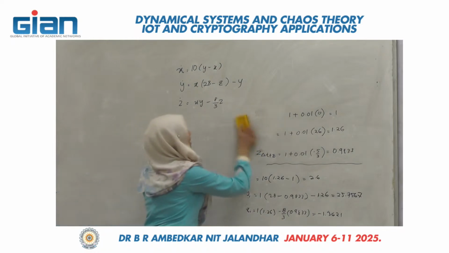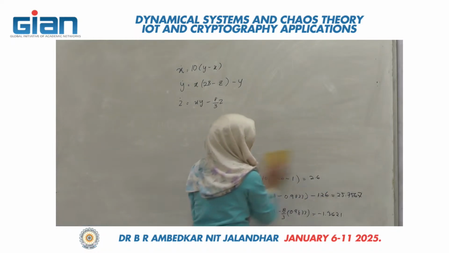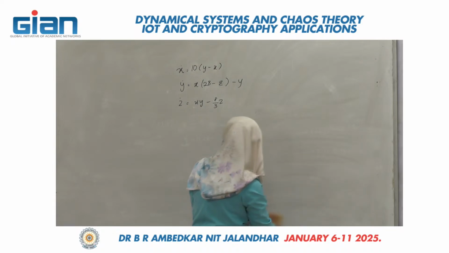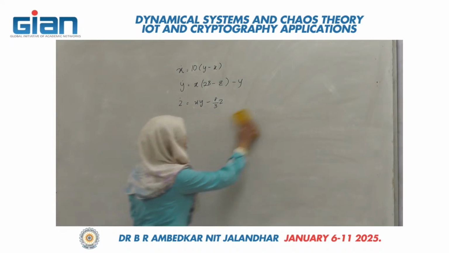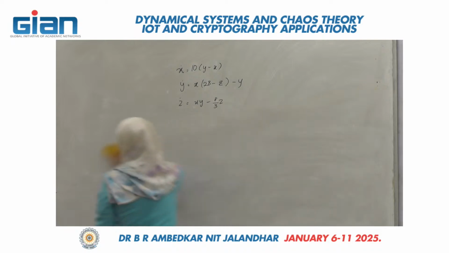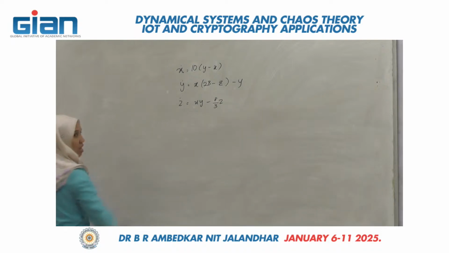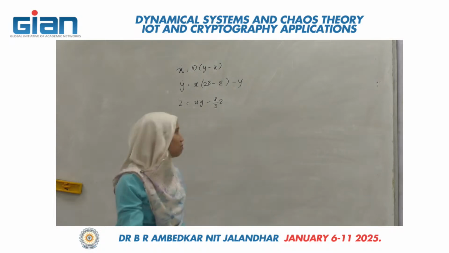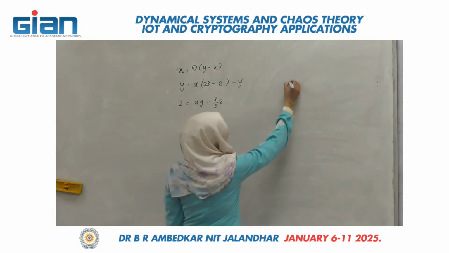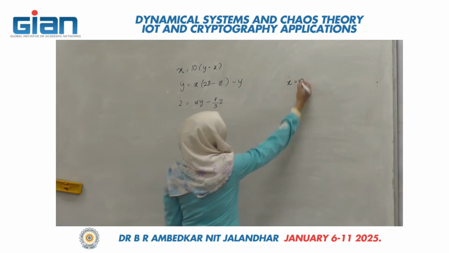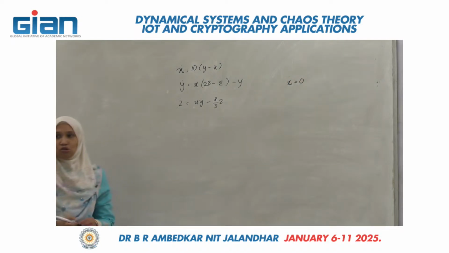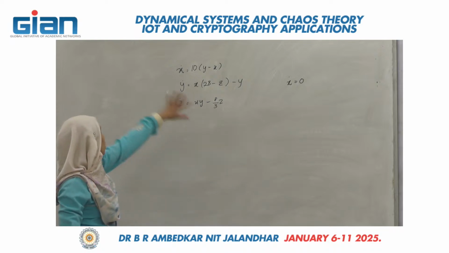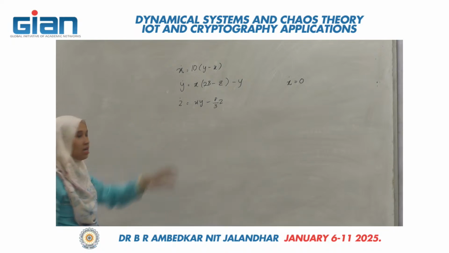Anyone? So what is the definition of the fixed point? S dot is equal to 0. Yeah. So the fixed point is whenever the derivative is equal to 0. So with this derivative, we just find the fixed point.